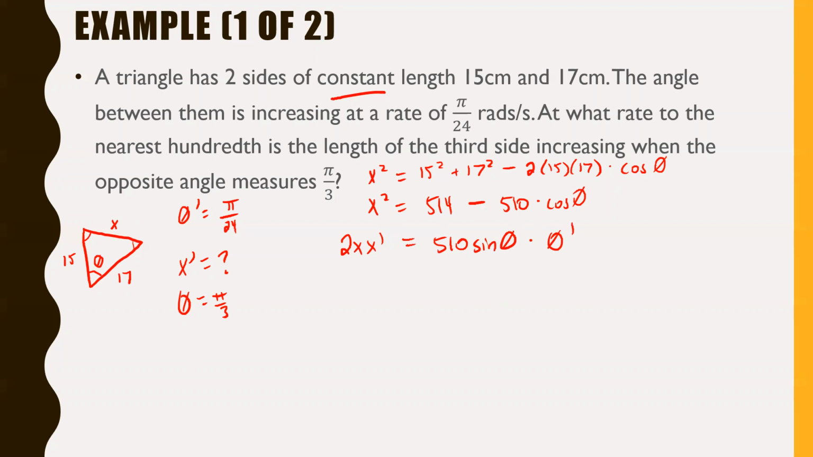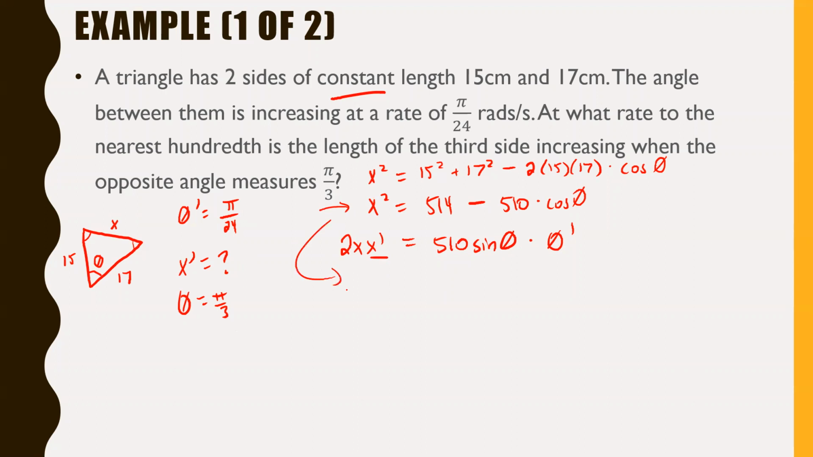If we take stock of what we've got and what we're looking for, x prime, we don't have a clue what x is, but that's what cosine law is for. So x we'll have to find. Sine theta is just sine of pi over 3. Just make sure you're in radian mode in your calculator. Multiplied by theta prime, which we actually know is pi over 24. So we've got everything except for x.